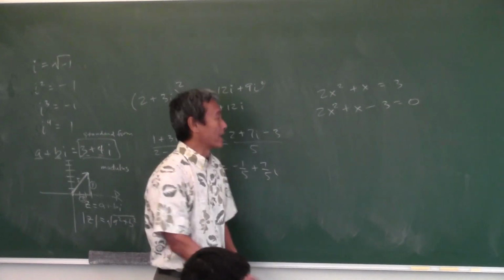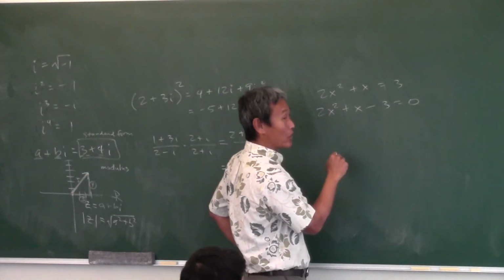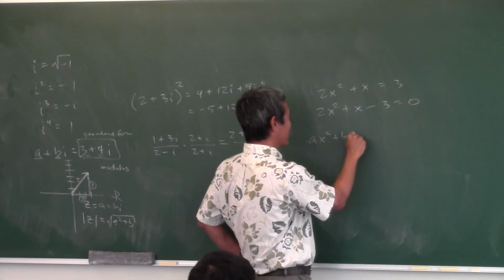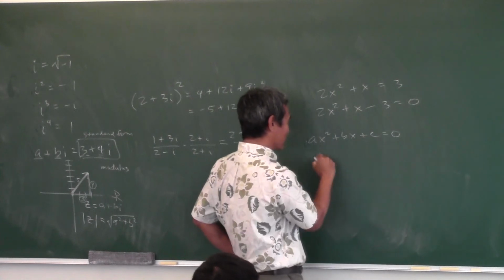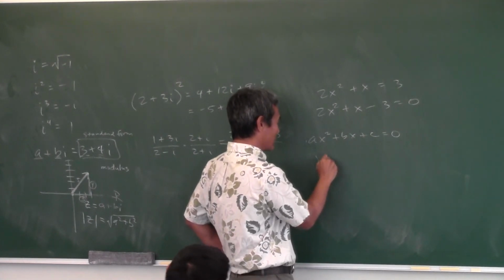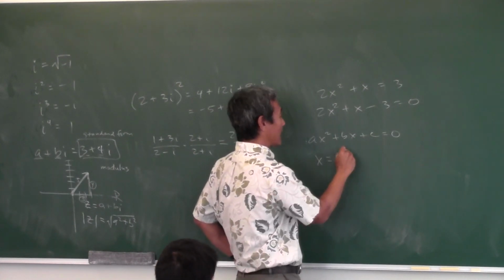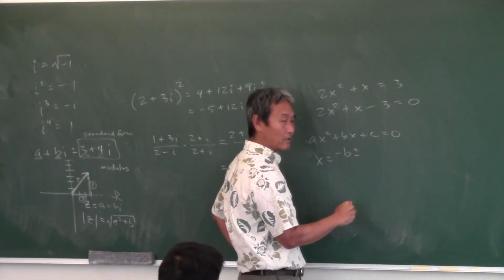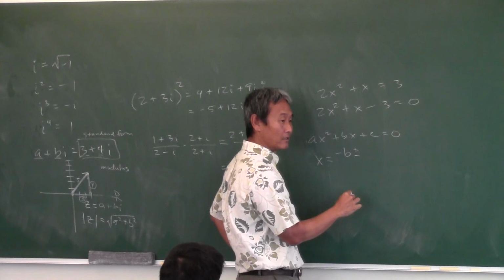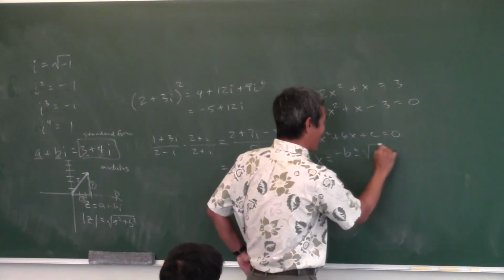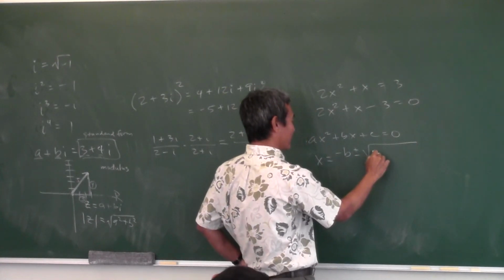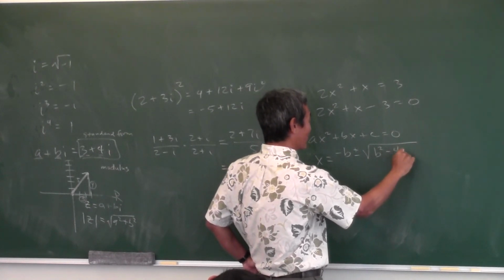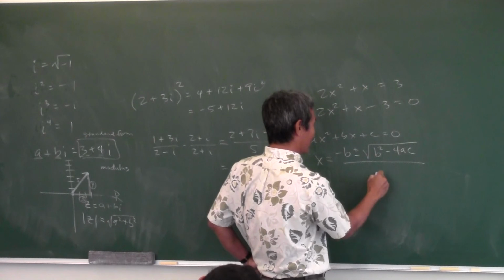Okay, let's write down the quadratic formula. If you have a quadratic equation, ax squared plus bx plus c equals 0, what are the two solutions? x equals negative b, plus or minus the square root of b squared minus 4ac. Do we really not know this?